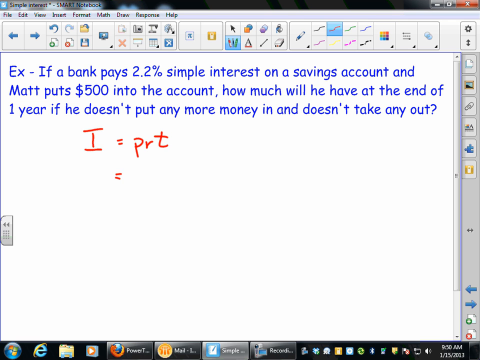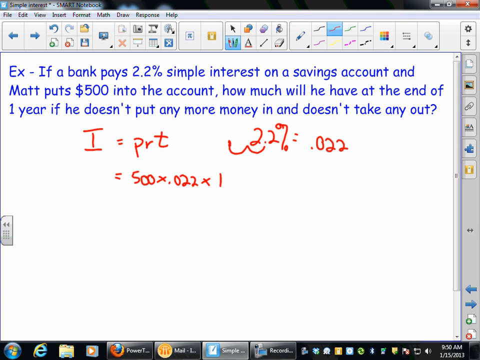My principal this time is the amount Matt is putting into that savings account, that's $500. My rate is the percentage, 2.2. Let's move the decimal 2 places. 1, 2. I'm going to need a 0 there. So .022 is my rate. And the time, I'm going to leave it at 1 year. So Matt puts it in there, doesn't touch it for a year.